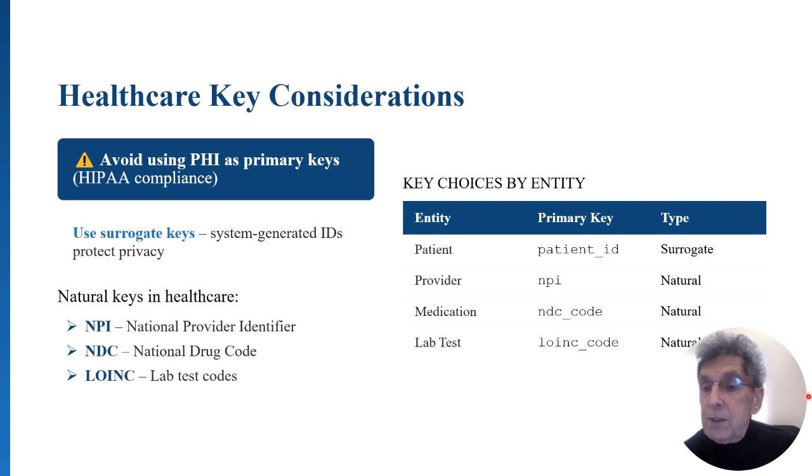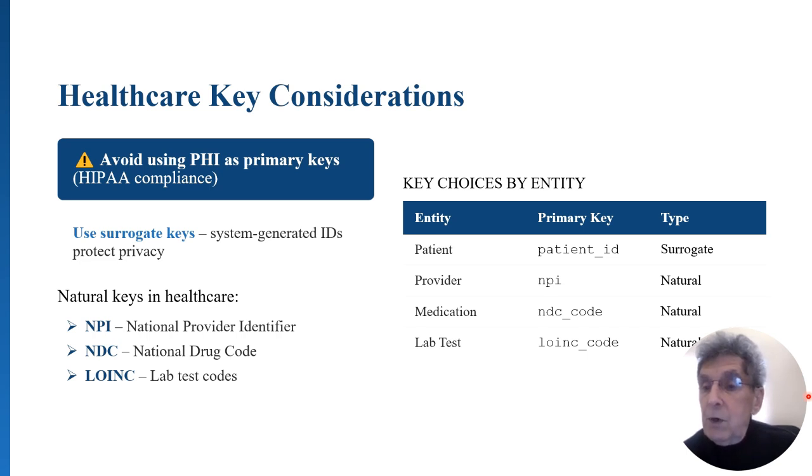That said, healthcare does have some established natural keys, identifiers that come from the real world. For example, the NPI, the National Provider Identifier for providers. Every healthcare provider in the United States has a unique 10-digit NPI assigned by the Centers for Medicare and Medicaid Services, CMS. If you're storing provider information, you might include NPI as an attribute even though you use a surrogate provider ID as your primary key.